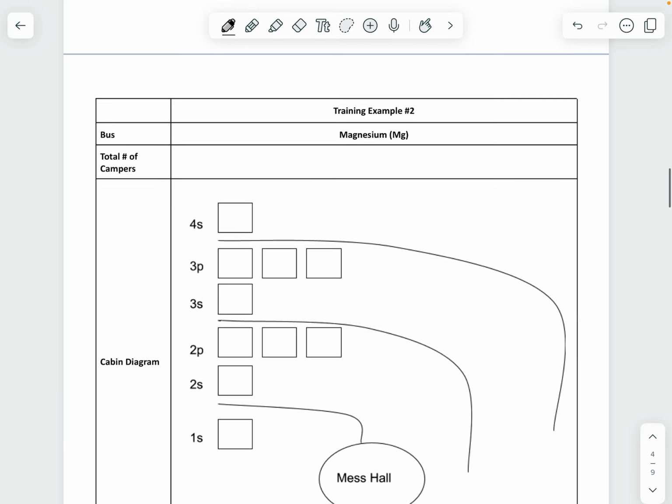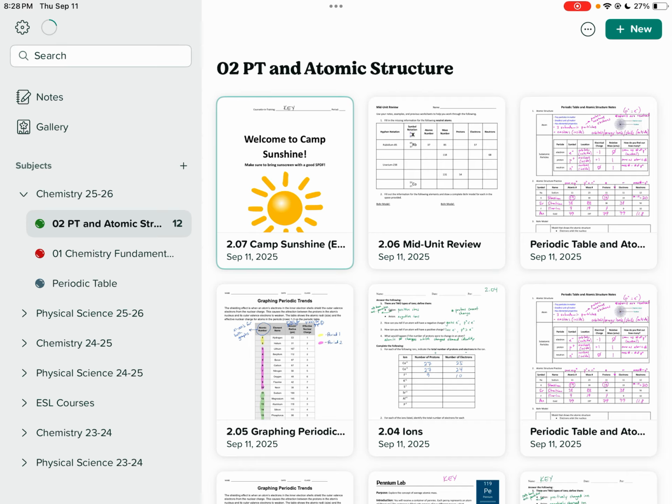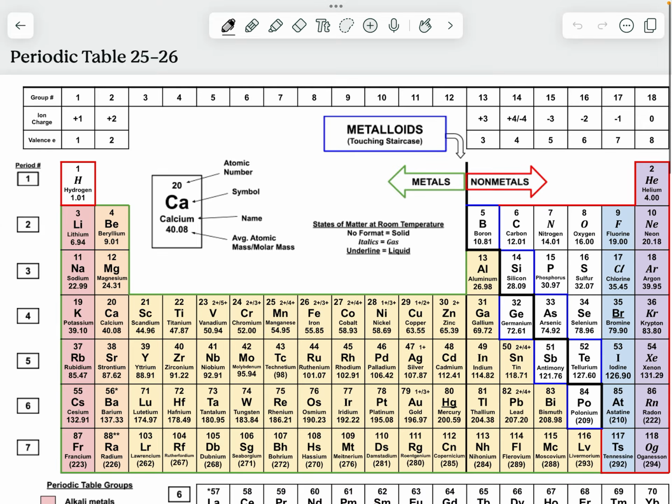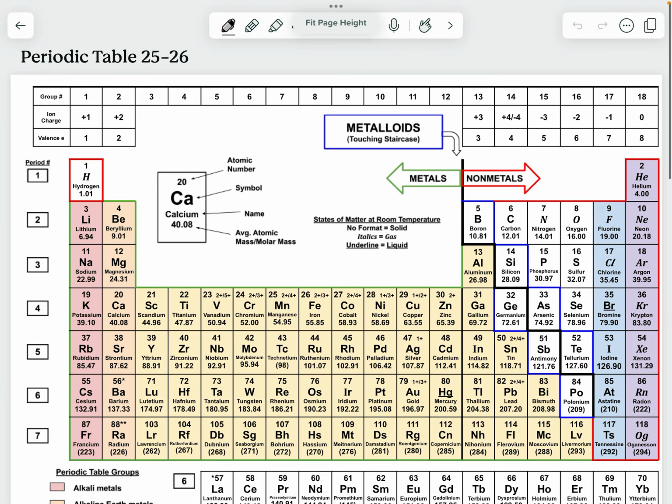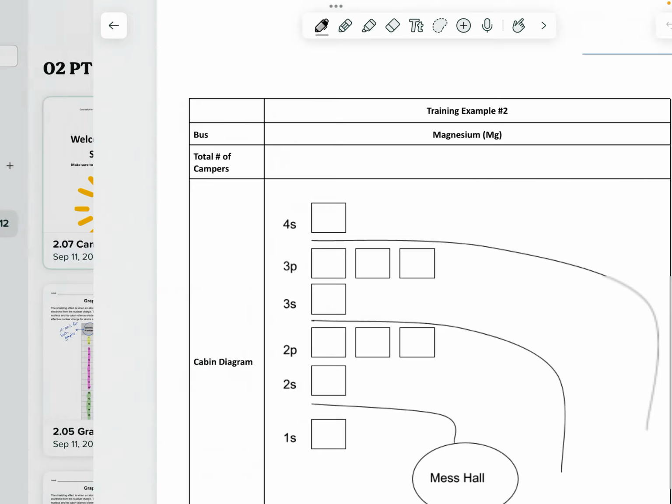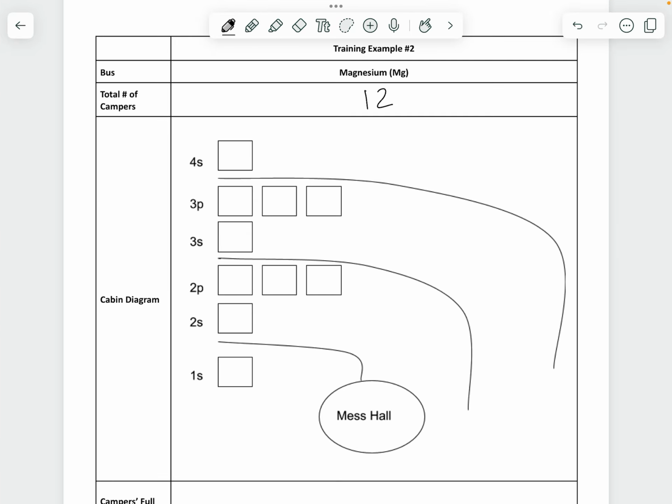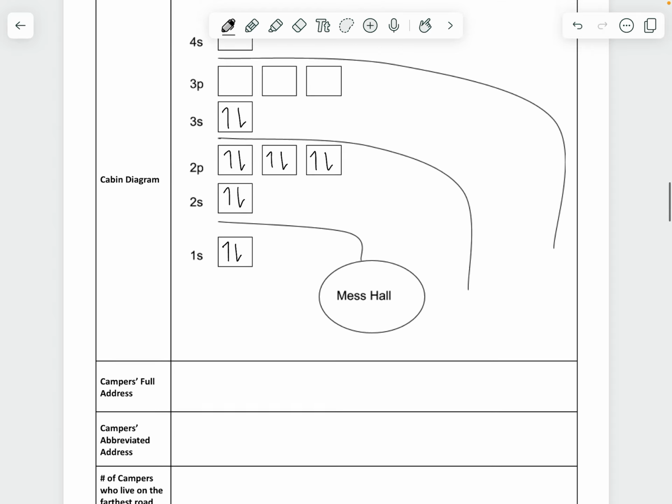Next up, we're going to look at magnesium. Magnesium is going to bring over with it 12 campers, and we know that because magnesium is atomic number 12, and so we're going to account for those 12. And so 12, abiding by our rules, our diagram starts to look like this. Now remember, they want to occupy by themselves first, and we do have to end up doubling all of them up, and then we move on to the next dirt road, and we end up needing to fill that 3S cabin as well. And now I have all my campers accounted for, all 12. So what's the full address?